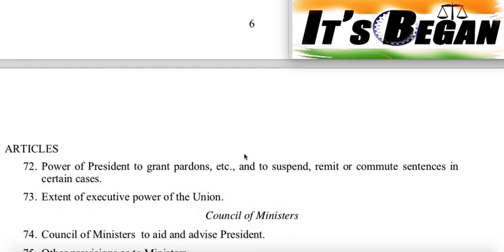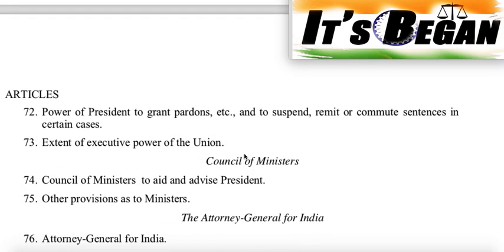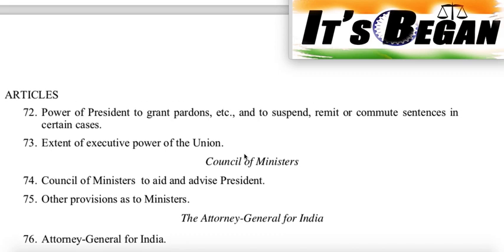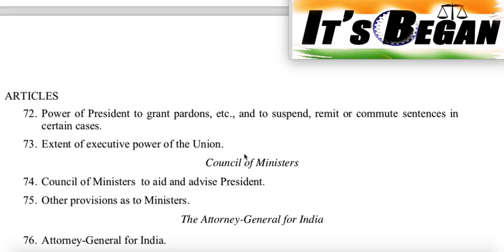Article 72 Power of President to grant pardons, etc., and to suspend, remit, or commute sentence in certain cases. Article 73 Extent of executive powers of the Union. Council of Ministers. Article 74 Council of Ministers to aid and advise President. Article 75 Other provisions as to ministers.